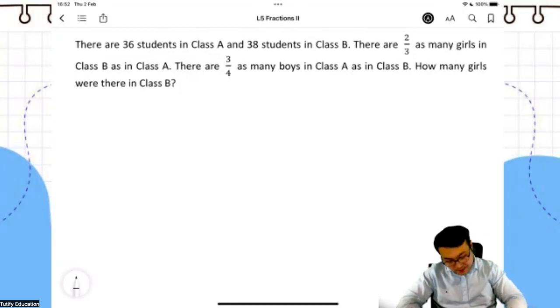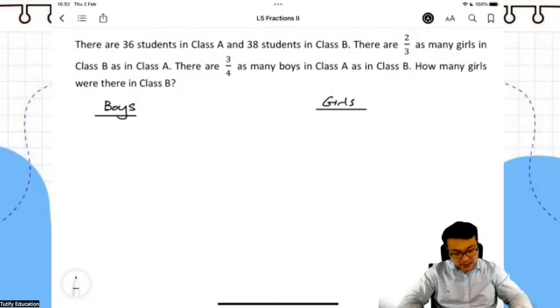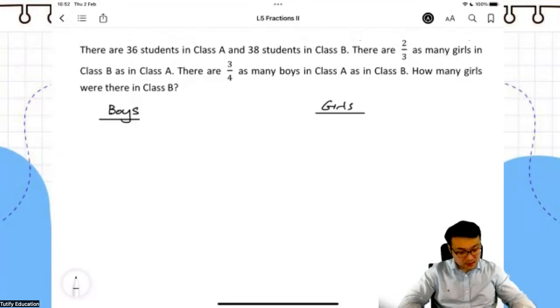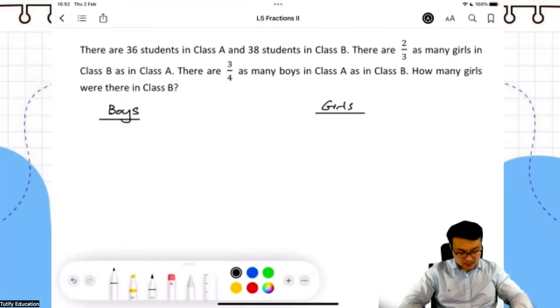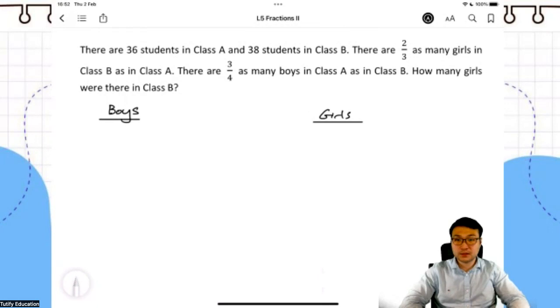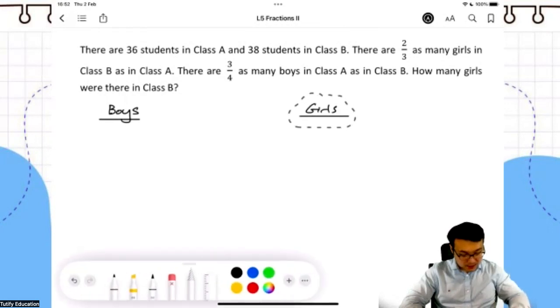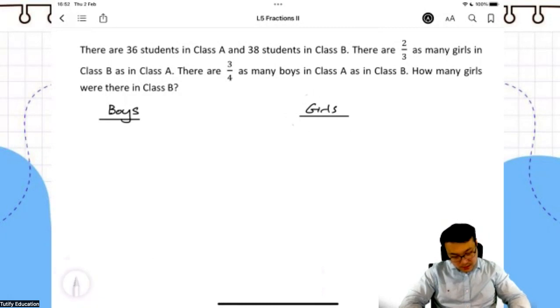Okay, let's split them up. Since they want to compare the boys and they want to compare the girls, then we can split them up. So first they are telling you that there are 2/3 as many girls in class B as in class A. Okay, so we are going to draw a model for the girls first, and we are going to compare class B and class A. 2/3 as many in class B as class A.